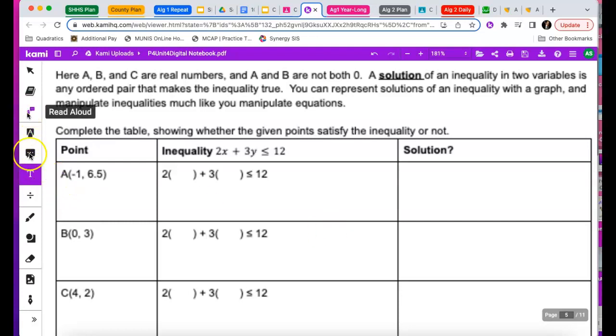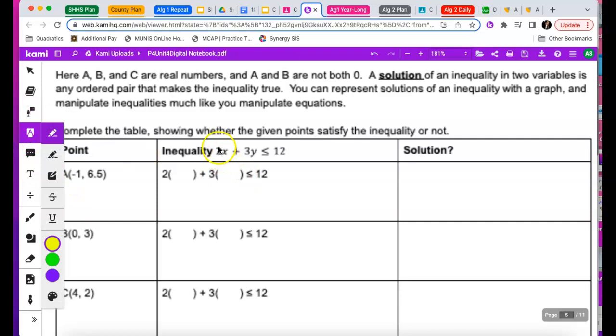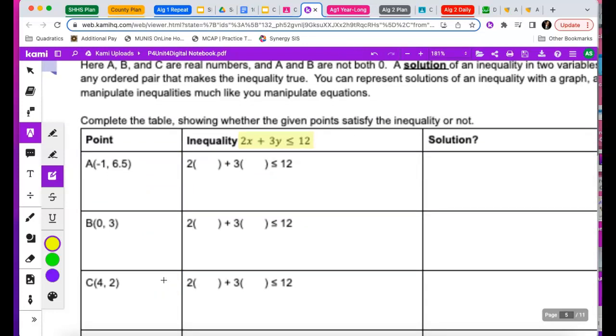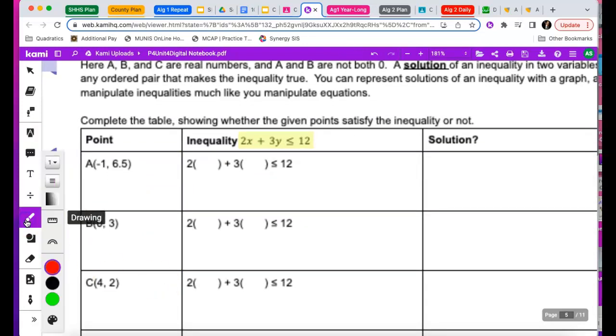So our equation, I'm going to highlight our inequality that we start with. So we start off with 2x plus 3y is less than or equal to 12. And we're going to figure out if any of these points are or are not solutions to that inequality. So this first number, that number represents our x value of the coordinate. The second number represents the y value of the coordinate.